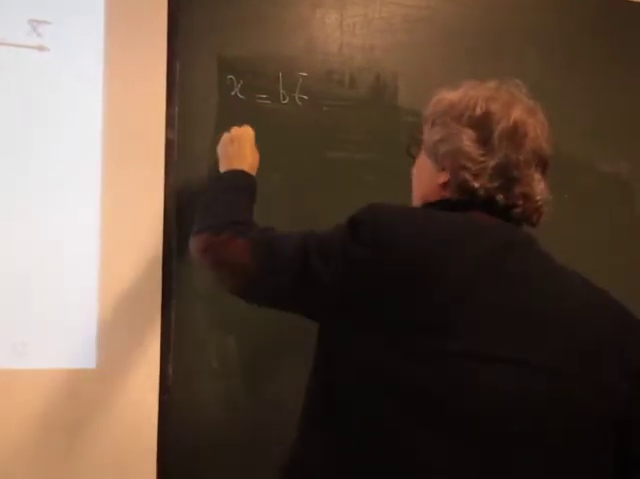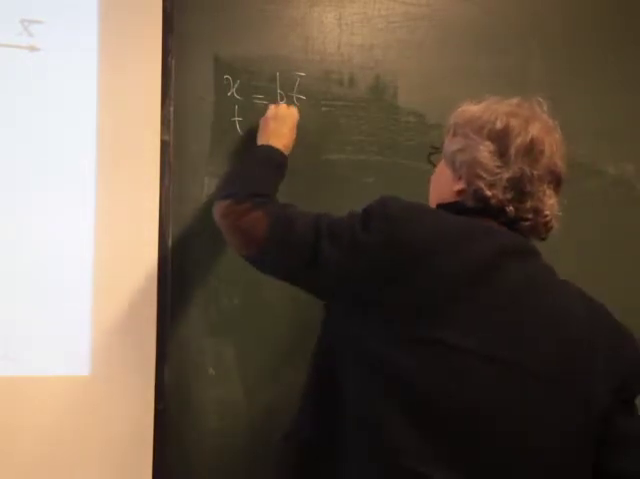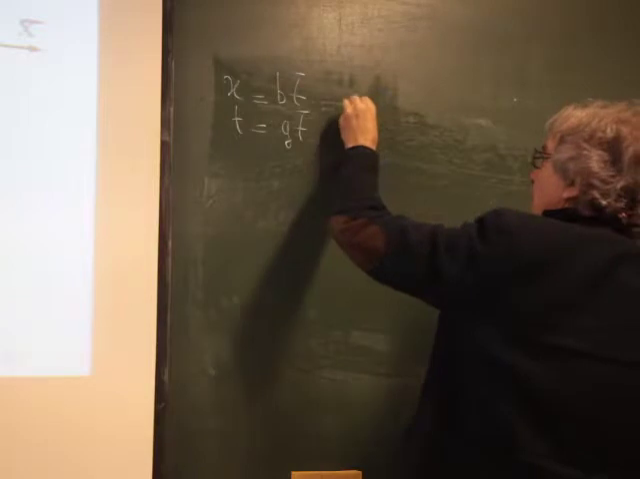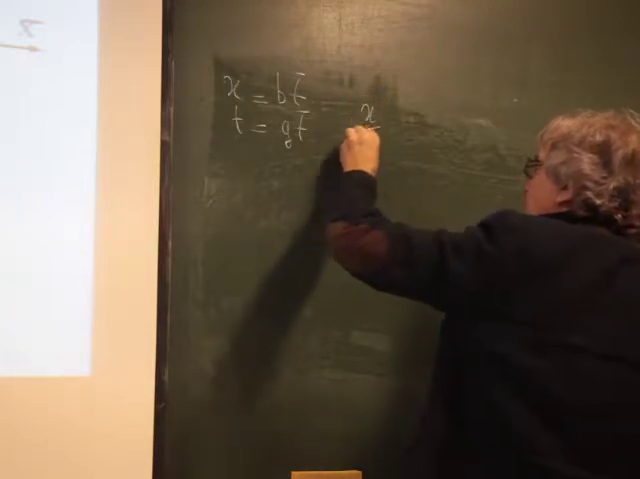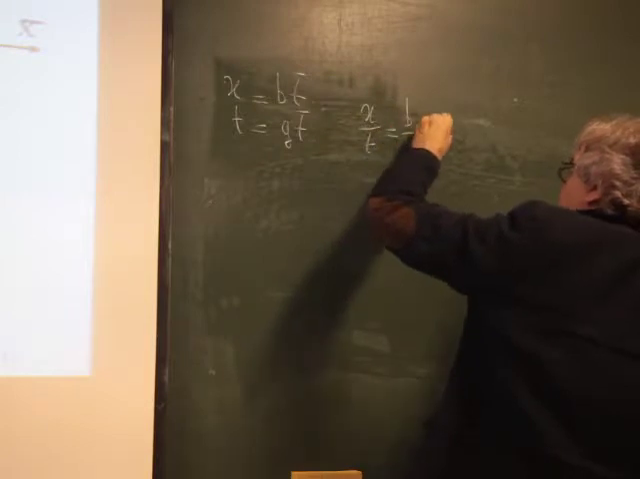and t is equal to g t bar. Now, if you divide one by the other, you find that x over t is equal to B over G.